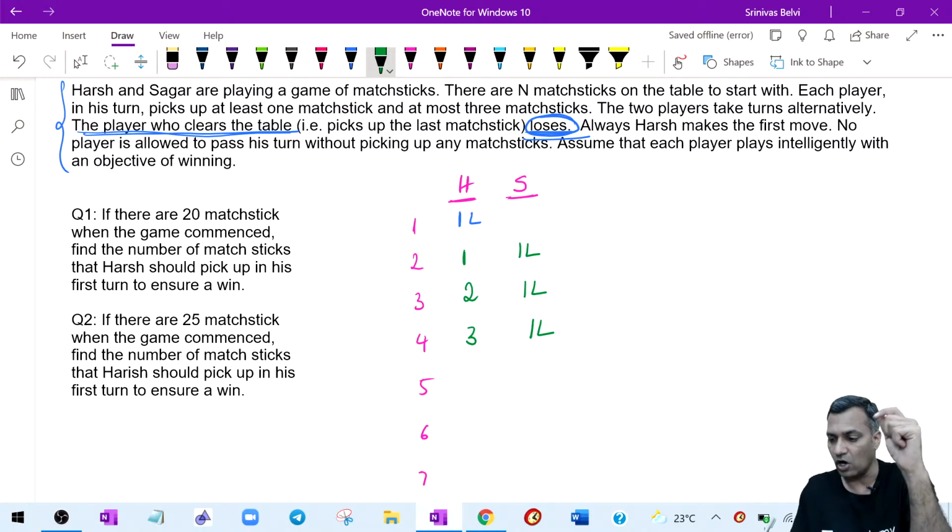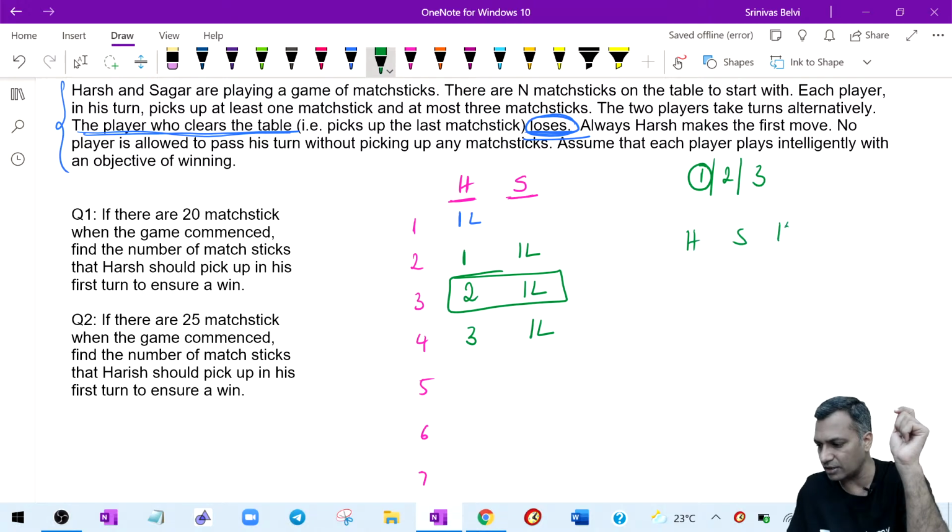So the point is always to ensure that your opponent has the least possible number left, because you can pick either 1, 2 or 3. What is the least possible number? 1. If you leave anything other than 1, that fellow will come back and push you to lose. Let's take three matchsticks: Harsh, Sagar, Harsh. Harsh is the one who is starting this game with 3. If Harsh picks 1, then Sagar would pick 1 and push Harsh to lose this particular game.